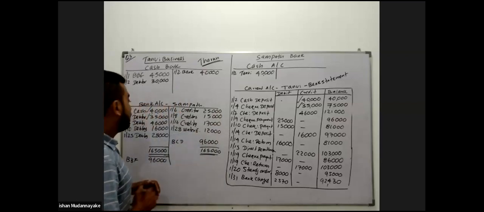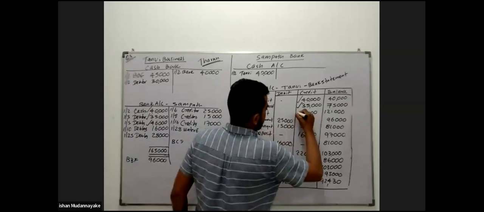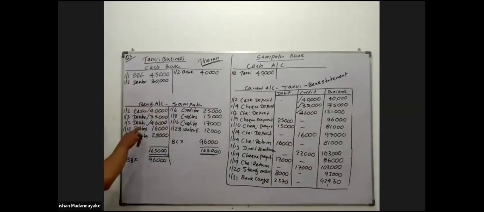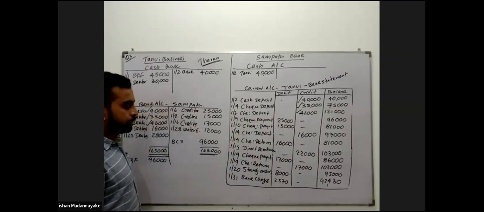And then debit side 46,000, credit side 46,000. The 46,000 is also okay.